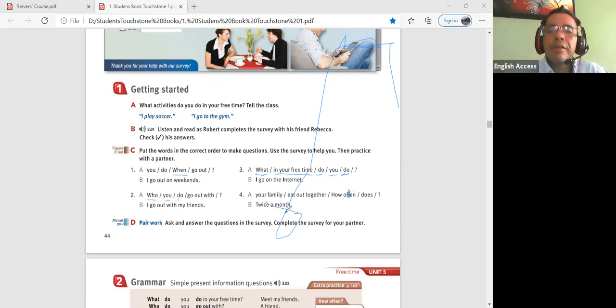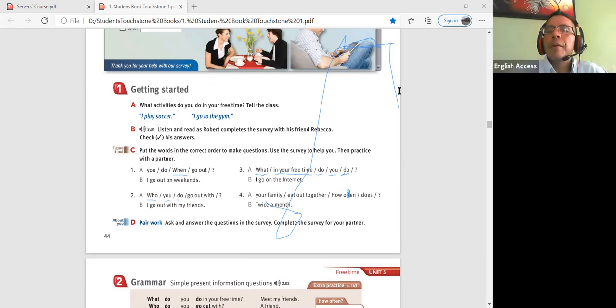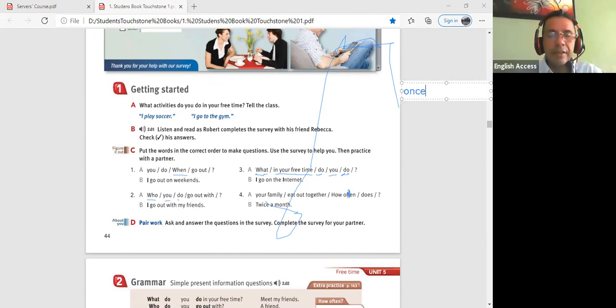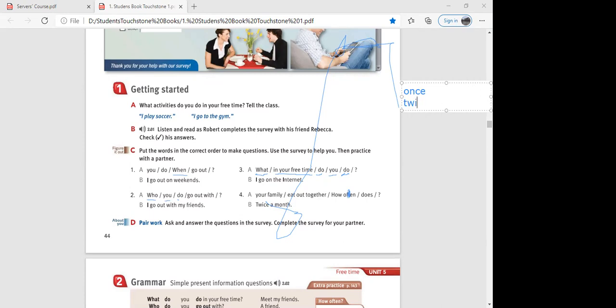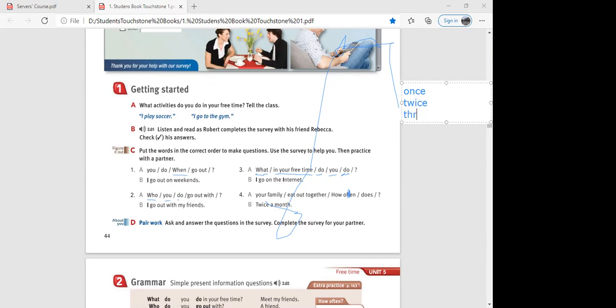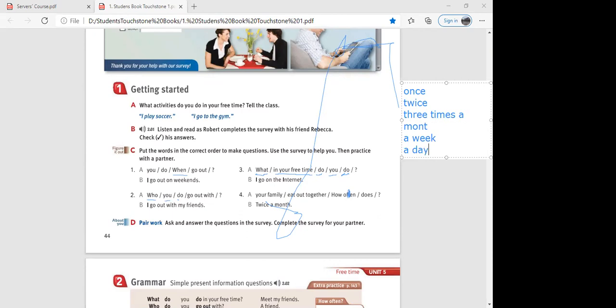Twice a month. ¿Qué es twice a month, Lupita? Remember we have once. Dos veces, una vez. Twice, dos veces. Ya cuando empiezas con three, you say three times a week. Y ya cuando le agregas a month, a week, etc., a day, okay. ¿Qué fue lo que vimos ayer?